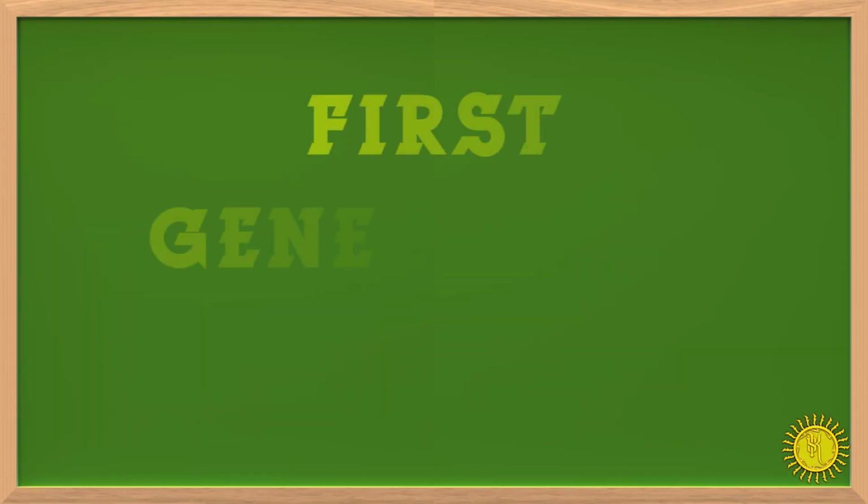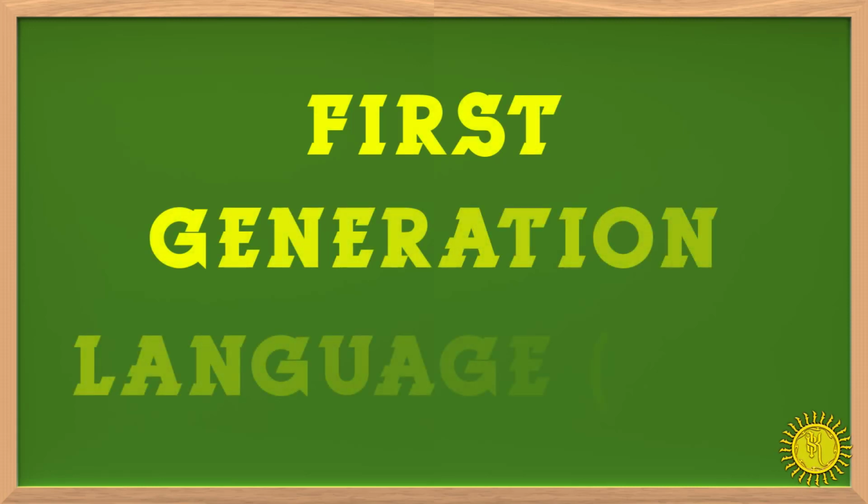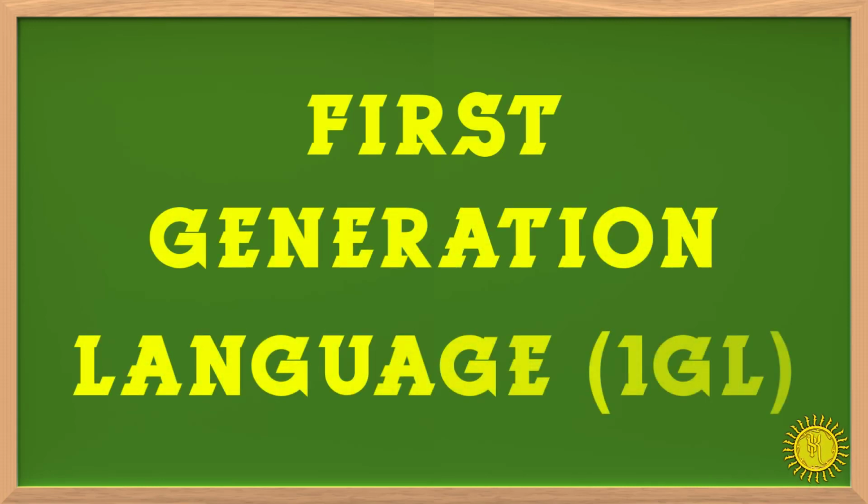So the first topic is first generation language, 1GL. Machine language or any low level language is known as first generation language. Machine language is the only language that a computer directly understands. The instructions in 1GL are made of binary numbers represented by 0 and 1. As you know, a computer can understand only one language, that is 0 and 1.